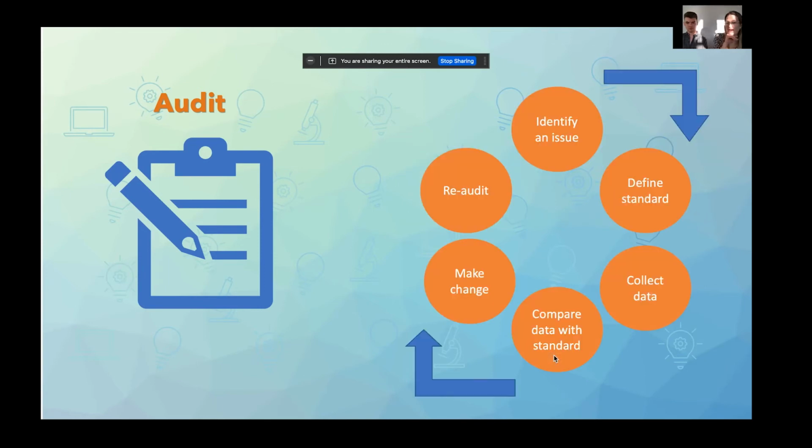There are lots of different ways of doing an audit, but pretty much this is the standard cycle. You'll see lots of different versions of this flow diagram online, but they all basically say the same thing. Identify an issue, define what your standard is, which is really important to do at the beginning, collect the data, and then compare the data with the standard. Whenever you're doing an audit, you are doing it to make sure that you are hitting the standard. And if you are, that's great. But if not, you're looking for ways to improve as well.